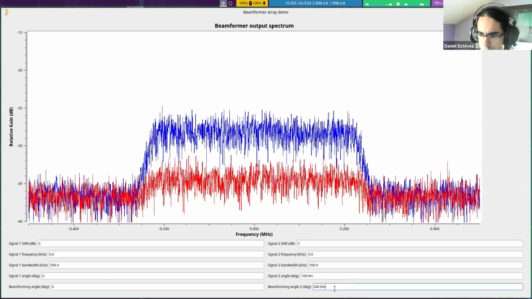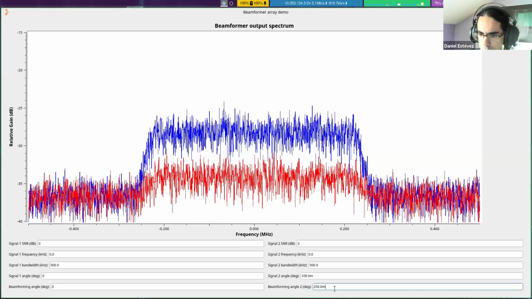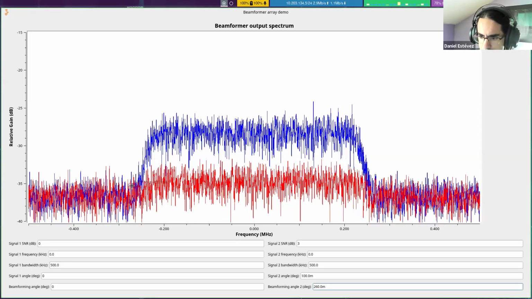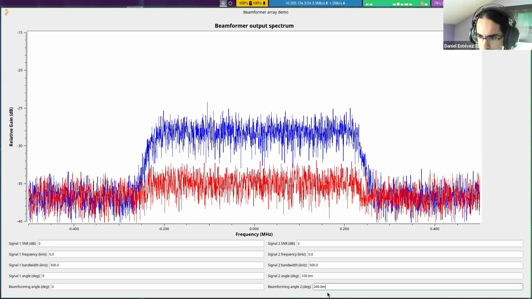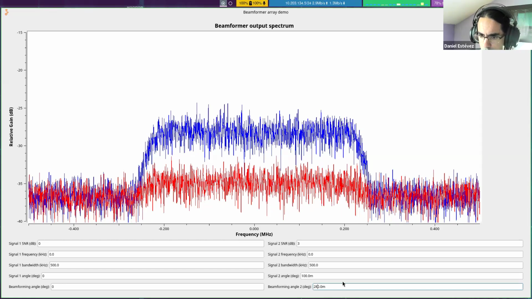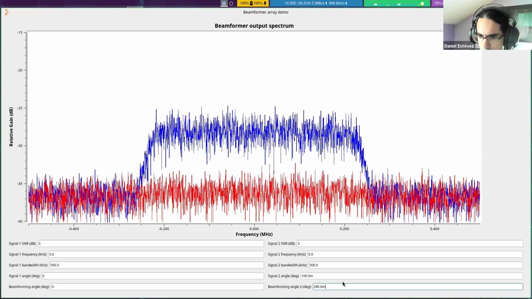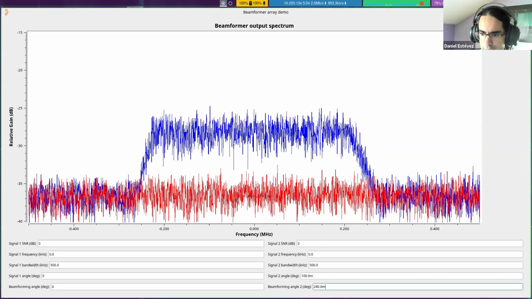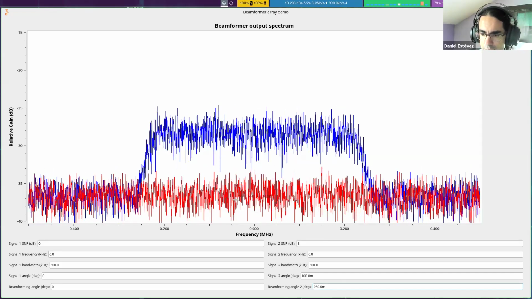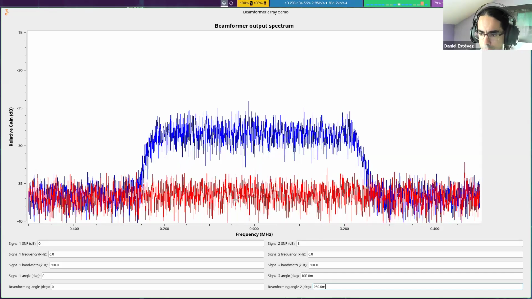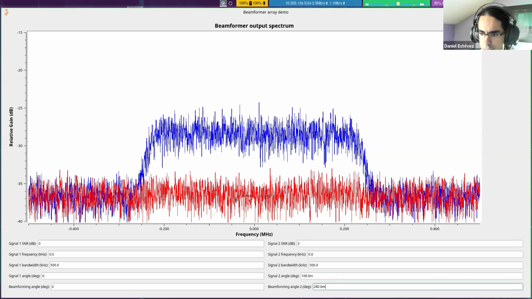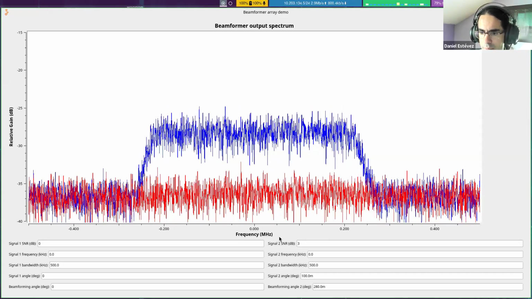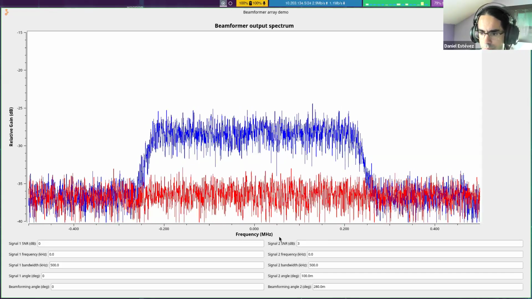220, 240, 250, 260. You can see it's slightly coming back, and 280. And if I set the right numbers, it will actually come back. And there's a reason for that. It basically depends on the antenna pattern of the beamformer. So that is the thing I'm going to show next. But before that, maybe any questions?